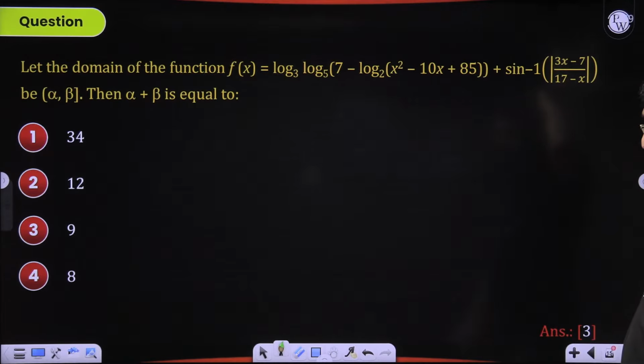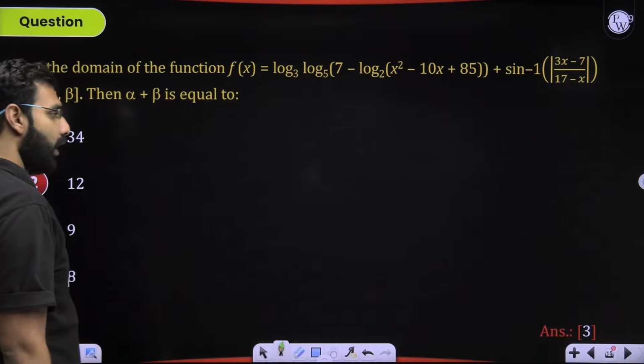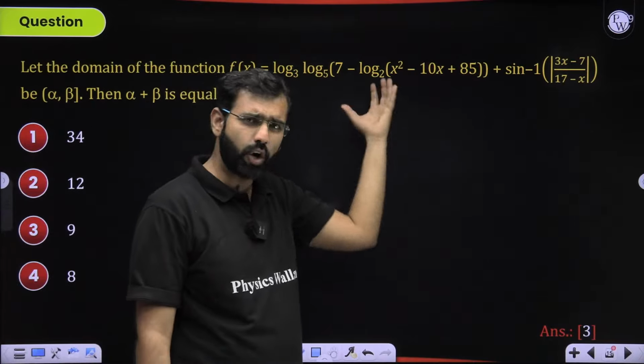Let's talk about the next question for the day. What does it say? That the domain of the function. Domain-based questions are asked by IDG every year, and they have now merged inverse and logarithm-based questions.